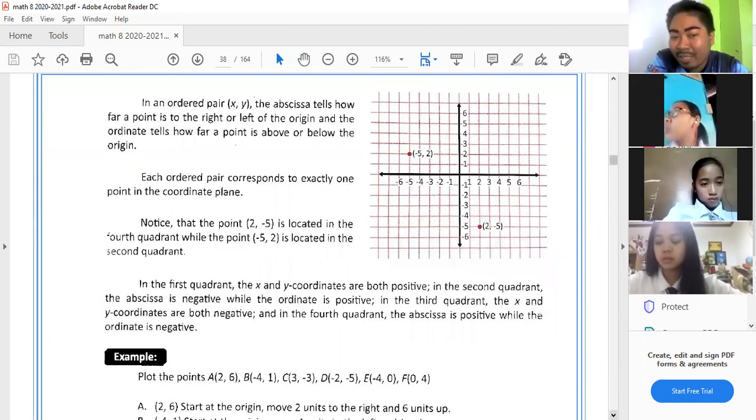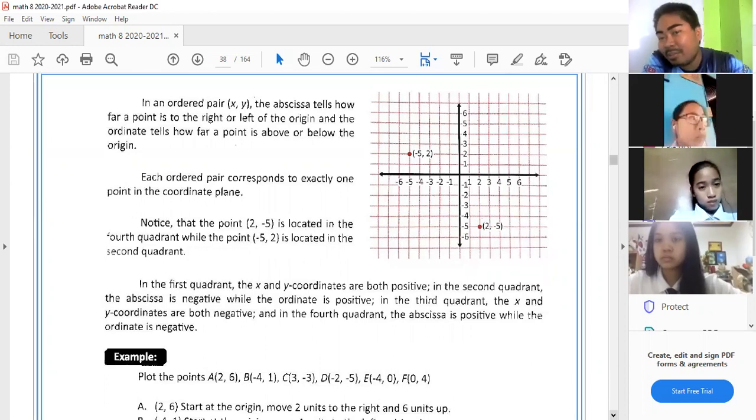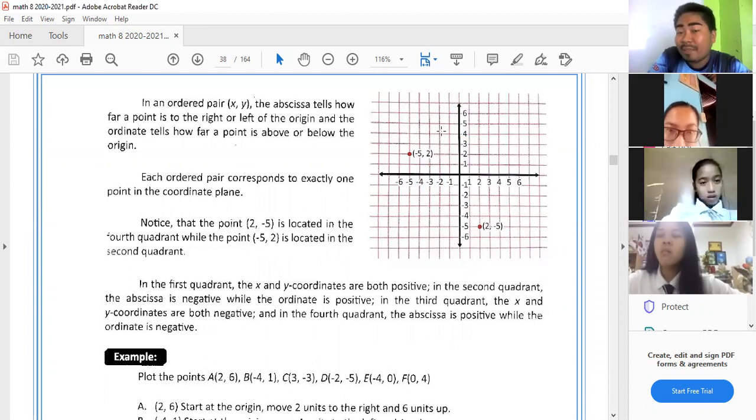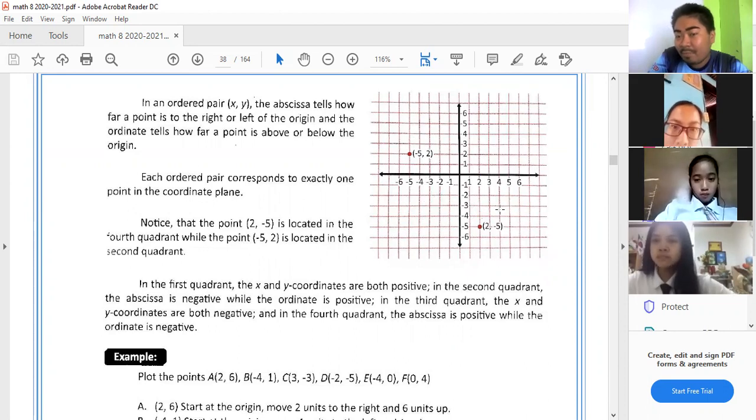Second quadrant, the abscissa is negative, di ba? So, dito, we have positive, positive. Dito naman, second quadrant, we have negative, positive. Dito, negative, negative. And dito is positive, negative. Ayan.